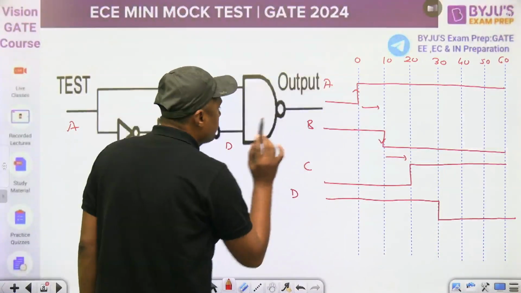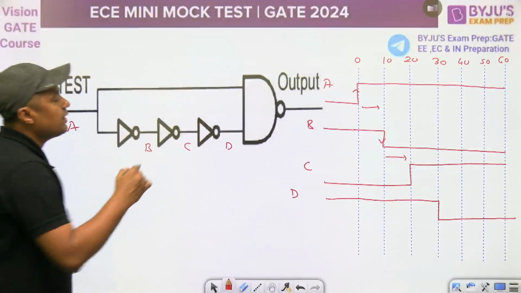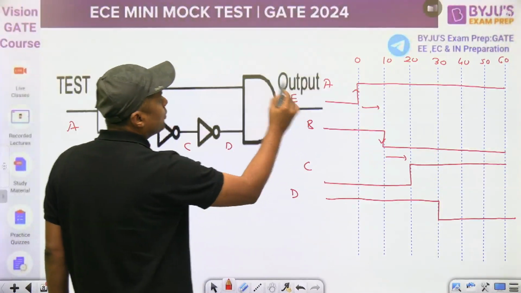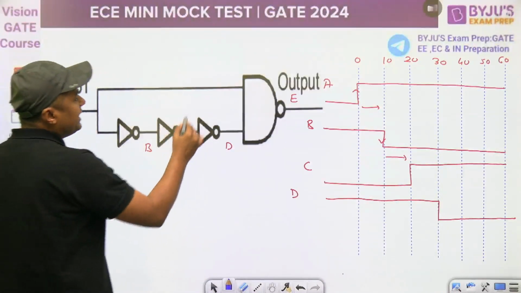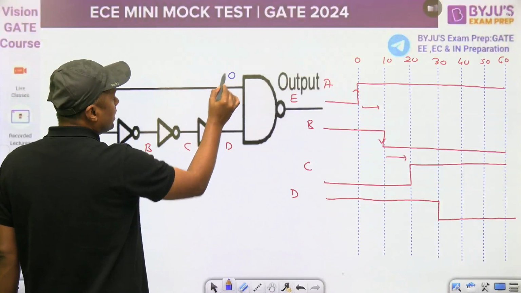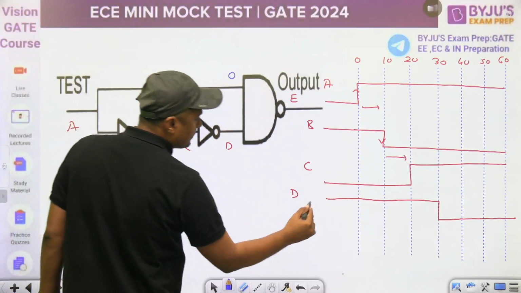D is nothing but C bar. Then finally what is E? E is the output of this. Finally we want the output. Now the output is a NAND gate. Initially it was 0. And what is the initial value of D? 1.